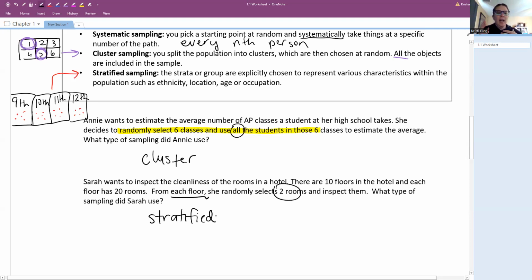So you're looking at, did she choose all the groups or did she choose some of the groups? Did they choose everyone from the group or did they choose a few people from each group? That's how you differentiate between cluster and stratified.